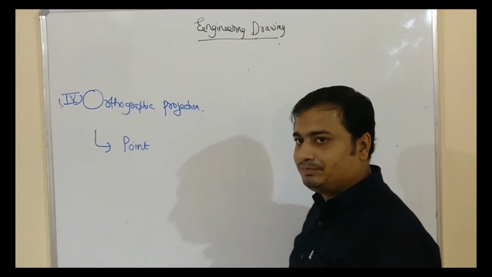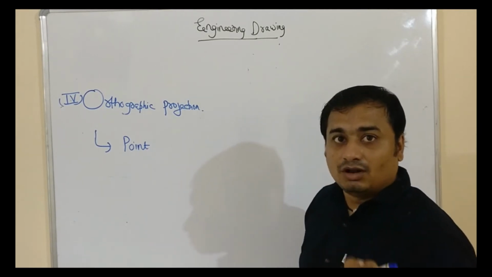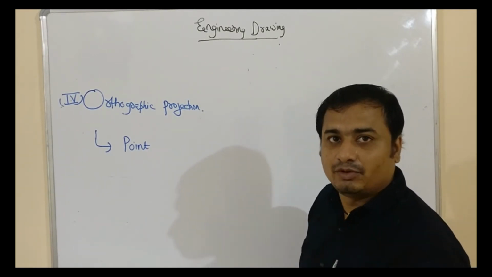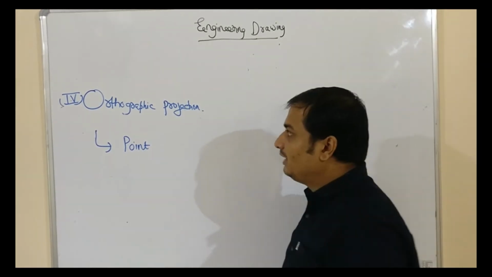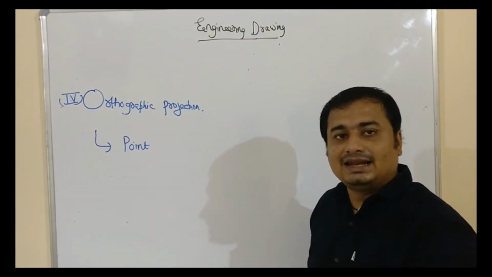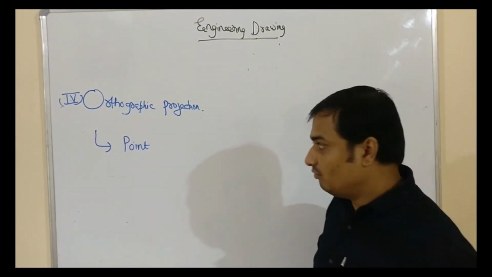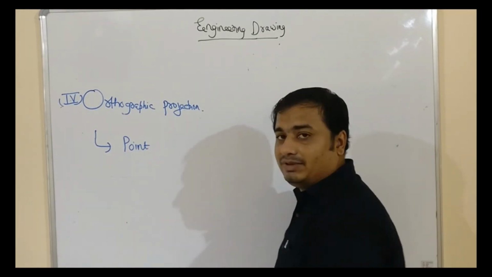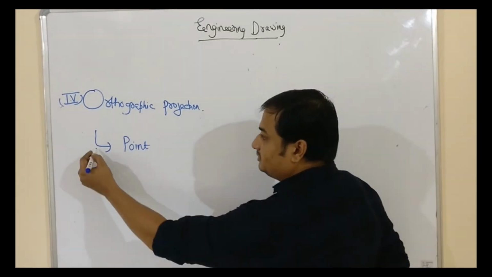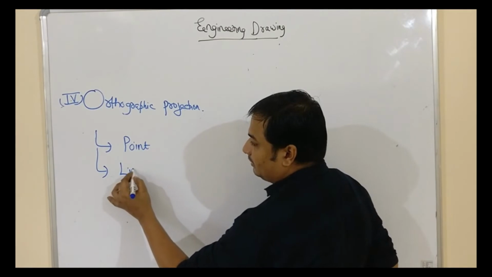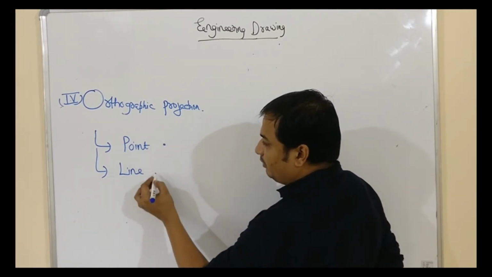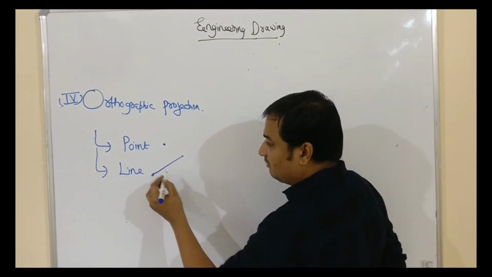Because the point is one of the smallest components in the universe. So this point is going to explain the entire concept of orthographic projection. Once we have cleared our basics by using the point, our object is going to change to a line. Starting with the point, the object is going to be our line.